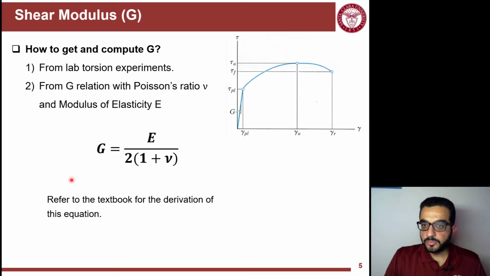But besides the lab experimental way to figure out G, there is a relationship that relates 3 values: G, E, and Poisson's ratio. It relates the 3 major material properties that we covered so far: E, Young's modulus for normal axial stress, G, the shear modulus, and Poisson's ratio, nu. I will leave it for you to check in the textbook the derivation of that formula, but it's a very handy formula, because if you know 2 of the material properties, you can get the 3rd one.